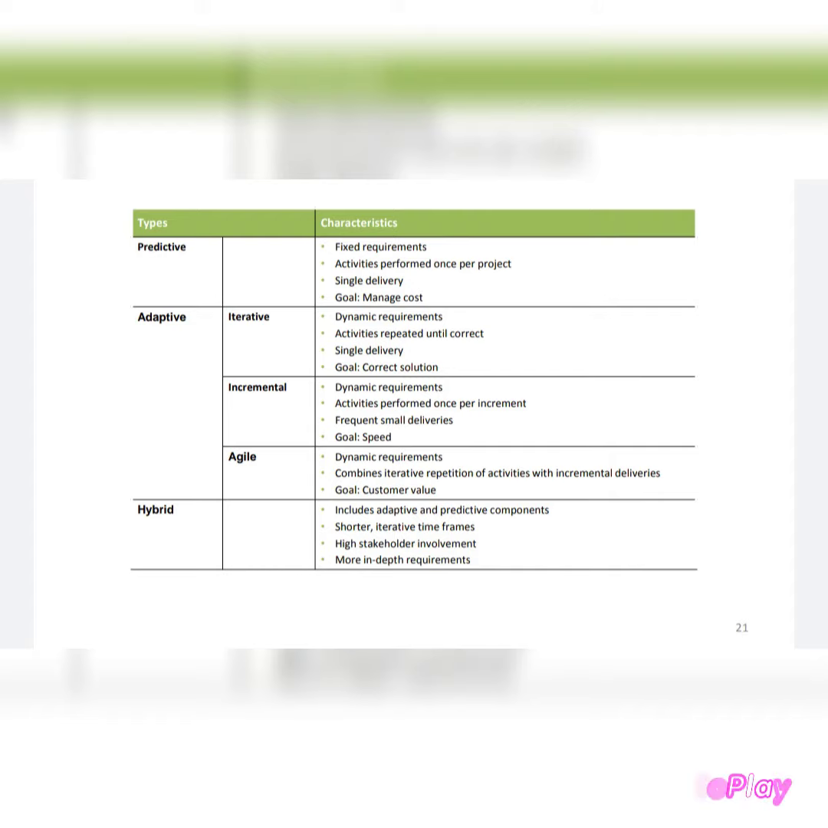In the case of the incremental model, let's say I have 10 modules. I finish one module and give it to the customer, then go to the second module and deliver it, then the third module and deliver. Incremental means addition, so we go one by one. Whenever we have dynamic requirements, we go for incremental, or when we need to deliver something to the customer very quickly.